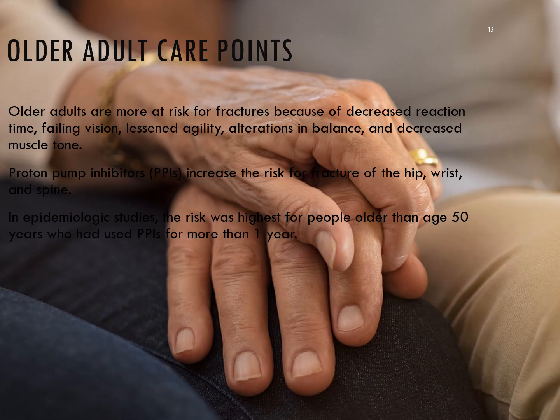This particular slide kind of says whatever I would just say to you, and you guys know I don't like to read to you. You know that older adults are just more at risk for fractures. They've got a decreased reaction time. They get failing vision, less agility, a lot of alterations in balance. They get a lot of hip fractures. The risk kind of goes up as you get to age 50. I think most of you are probably already kind of aware of that.